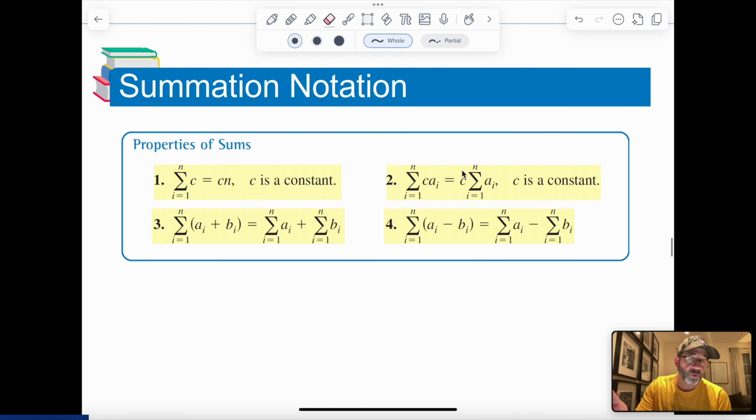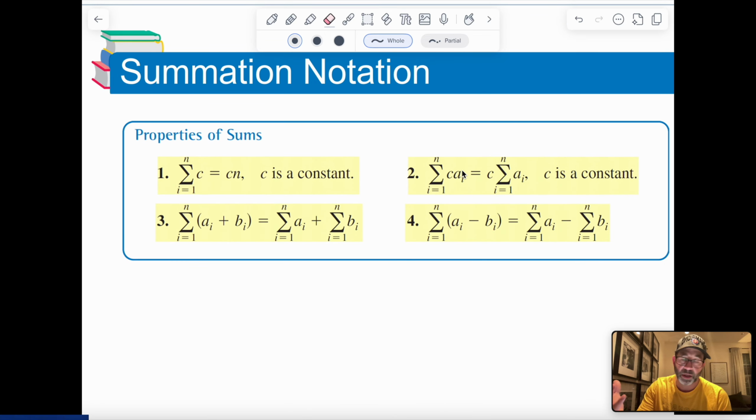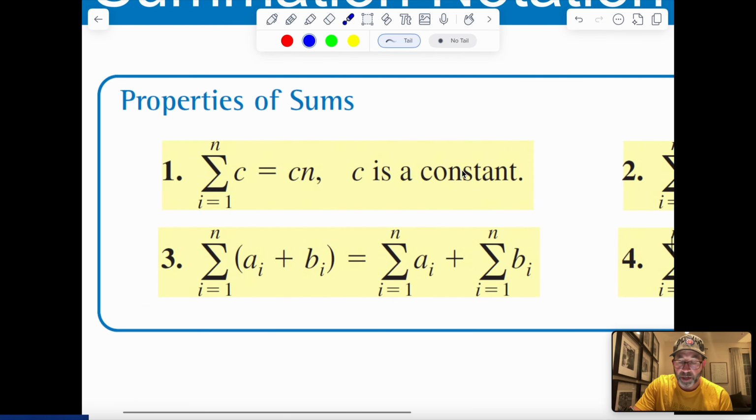All right, so these are some rules for summation notation. You don't have to memorize these. It's more just kind of common sense. It's just extra rules for us to learn. But what ends up happening is if we have a constant here, the sum is just going to equal c times the n value that's out here.